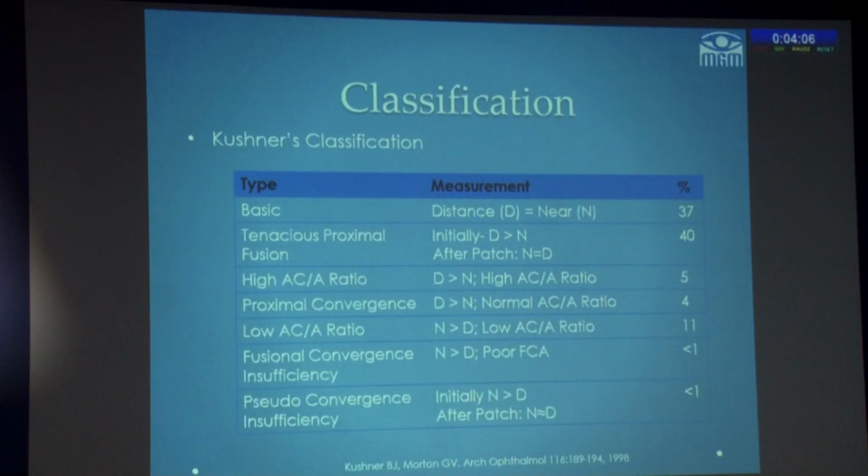Kushner basically expanded this classification, and so he added to that, in those who have distance deviation more than near, a high AC/A ratio. Those cases may have a high AC/A ratio, or they may have a normal AC/A ratio. And those who have a near deviation more than distance can have fusional convergence insufficiency, pseudo convergence insufficiency, or a low AC/A ratio again. We'll move to the management based on this later on.